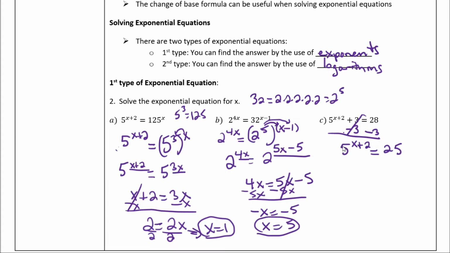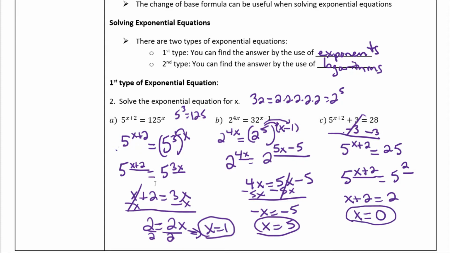All right, so now I know that I can rewrite 25 as 5 squared. And then now I can set the exponents equal to each other. So I know that x plus 2 equals 2, so that means x has to equal 0. And there's my final answer.